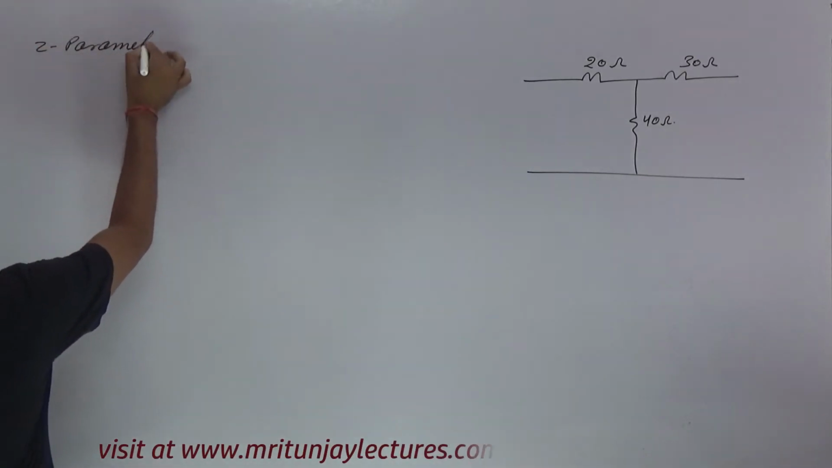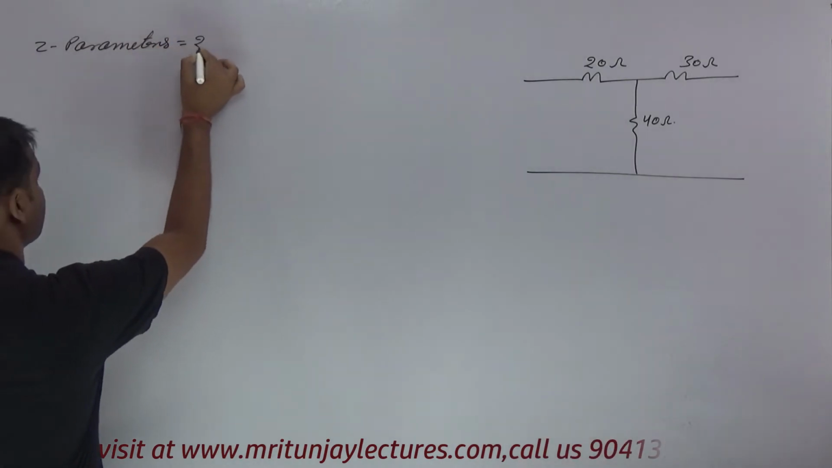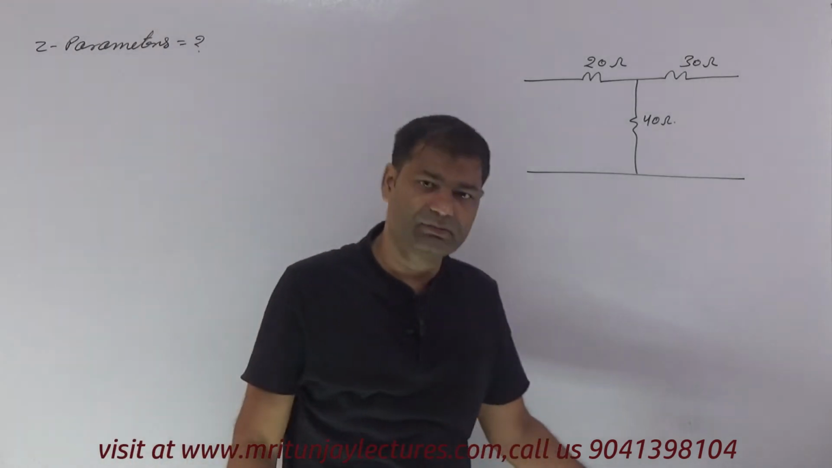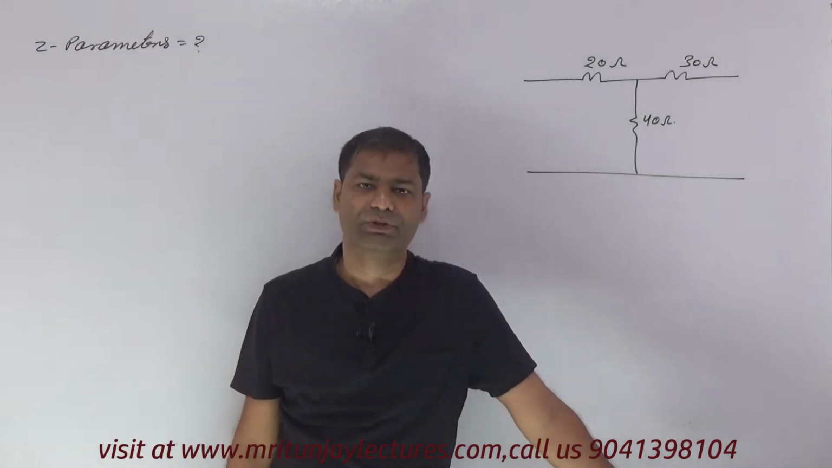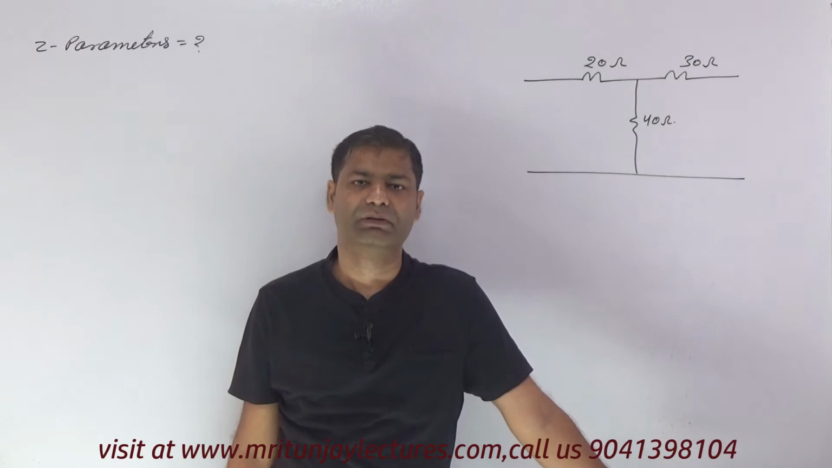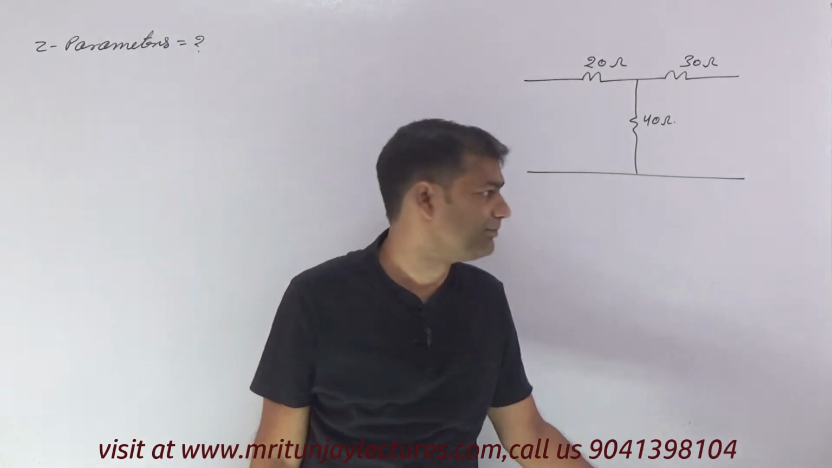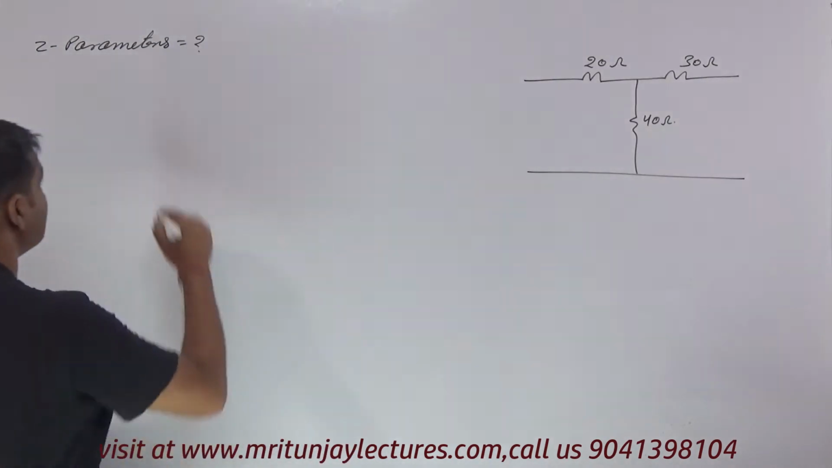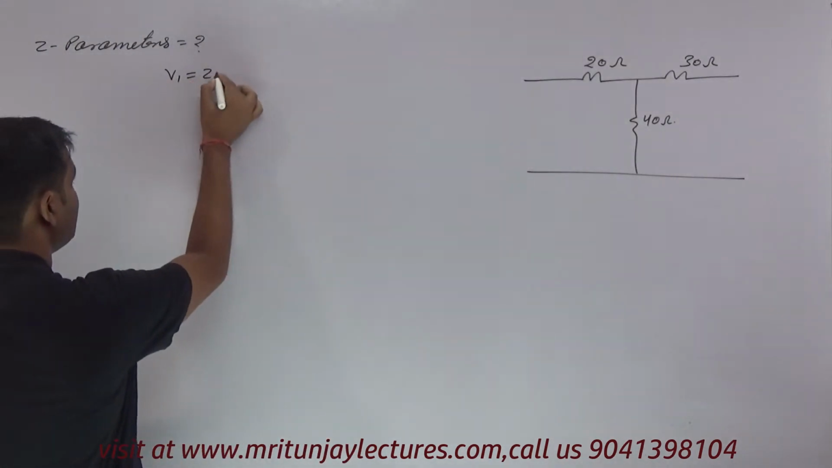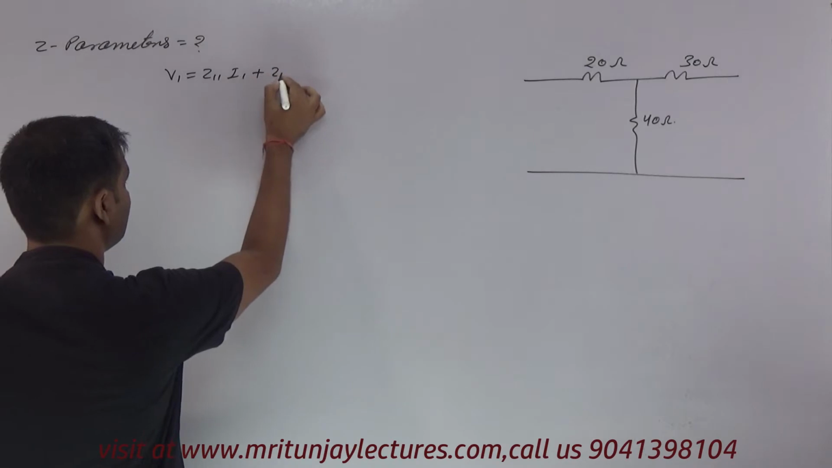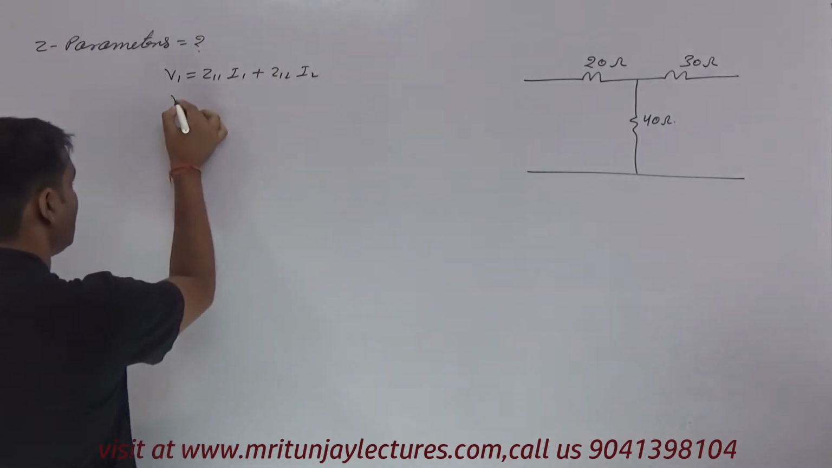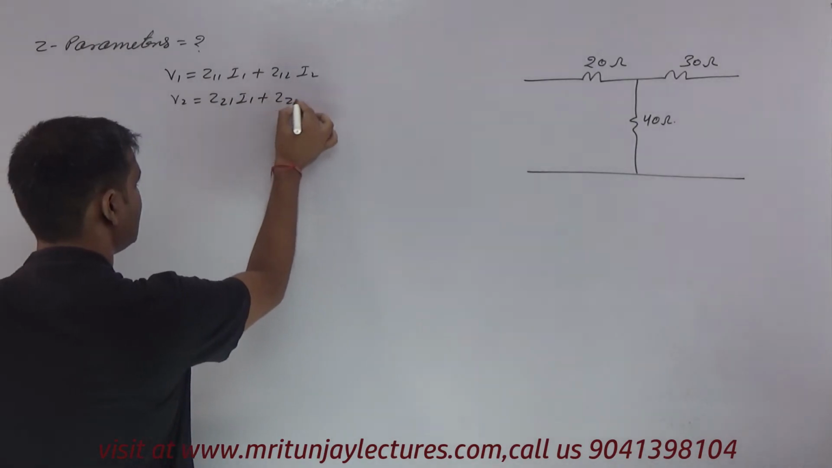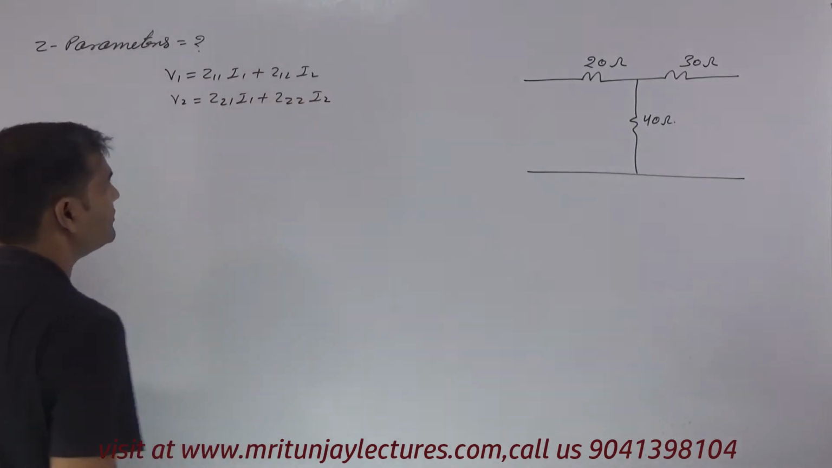Z parameters. How can we determine them? You can determine them with the help of two methods. The first one is the conventional method, the second one is a shortcut. If you follow the conventional method, I know that V1 is equal to Z11 into I1 plus Z12 into I2, and V2 is equal to Z21 into I1 plus Z22 into I2.